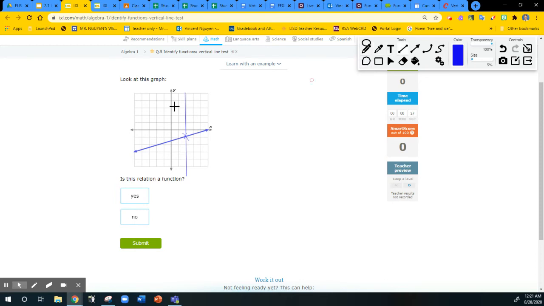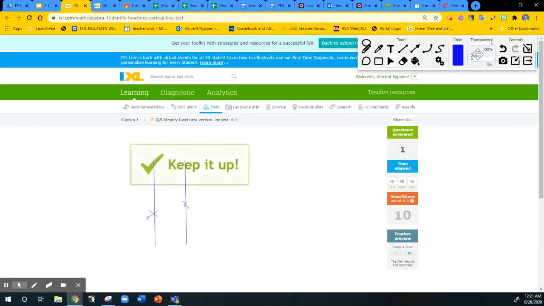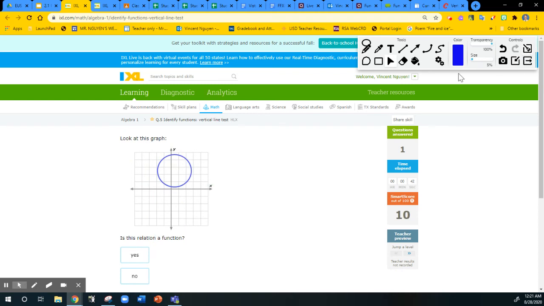Okay, and if I draw any vertical line anywhere, it doesn't matter on this graph, if each time I do that it only touches one place, that means this graph does represent a function. So I'm gonna pick yes. Okay, so that's how you do it. This is called a vertical line test.